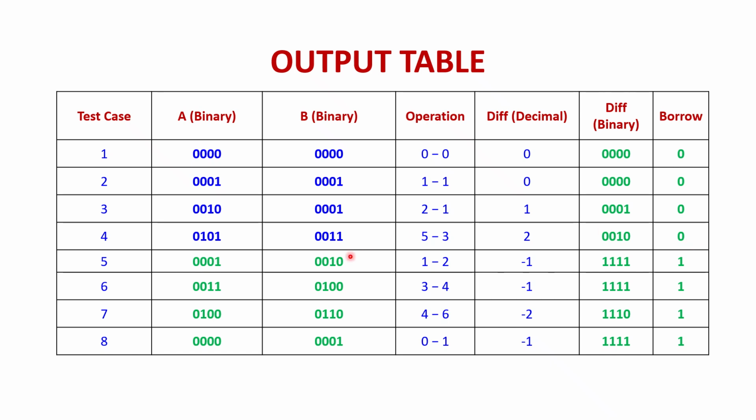and the borrow is 0. Then we can see one with the borrow, that is the input A is 0001 and B is 0010, that is 1 minus 2, the difference is minus 1, its binary is 1111 and the borrow is 1. So this is the output table of subtraction for the test cases which we have given. In the waveform, if we simulate, we will see these values and this difference in binary and borrow.